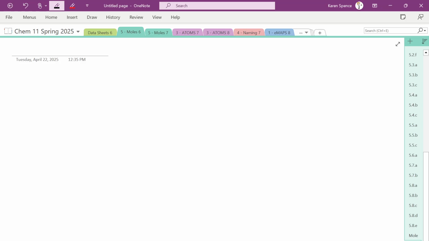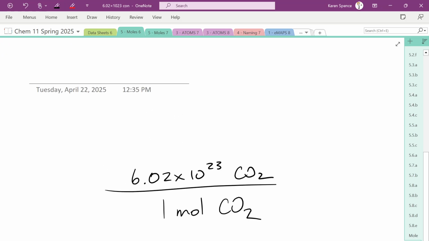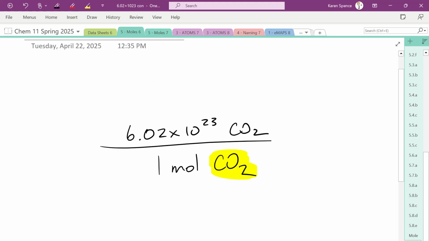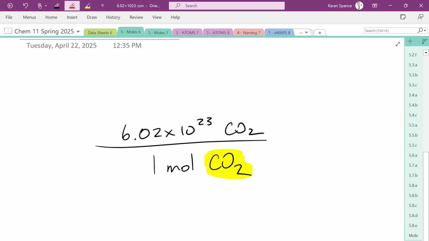So the question was, when you're doing conversion factors with moles, do you need to write, let's say we had 6.02 times 10 to the 23 CO2s, that would be per 1 mole of CO2. Yes, you have to show this here. And it is important that the order you write it in.